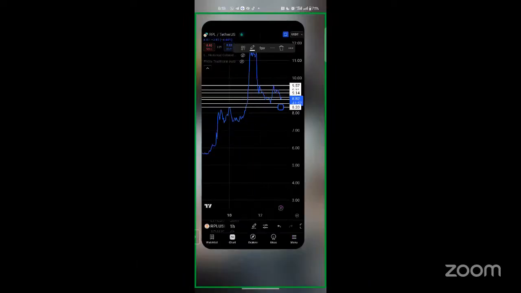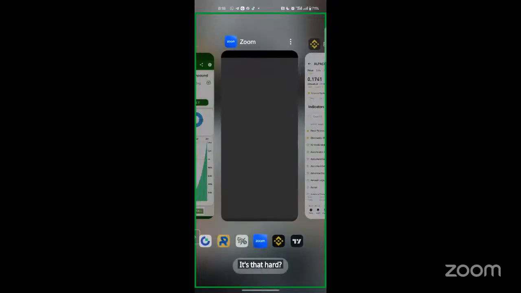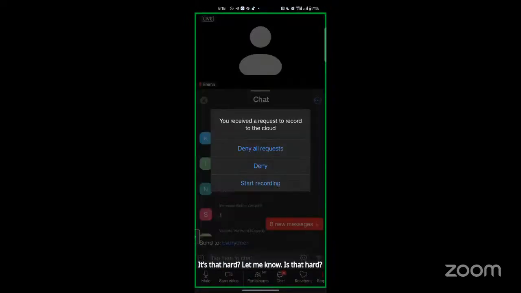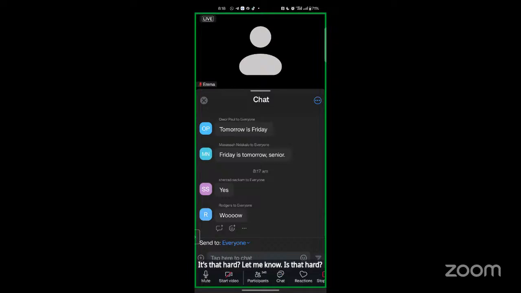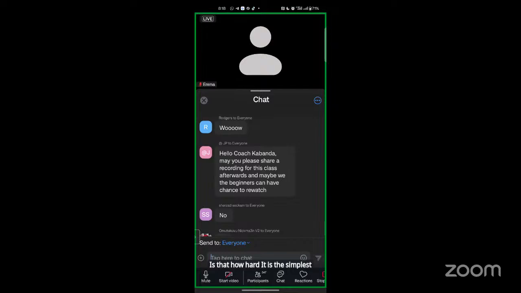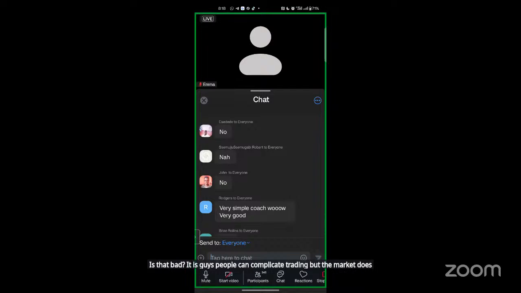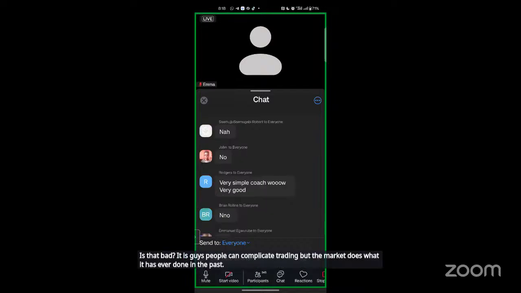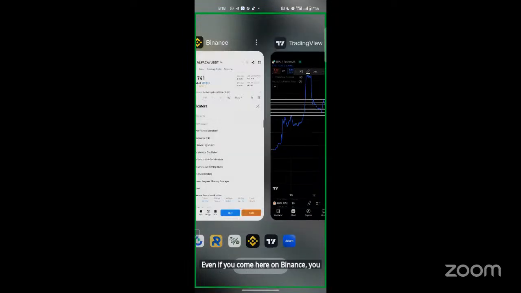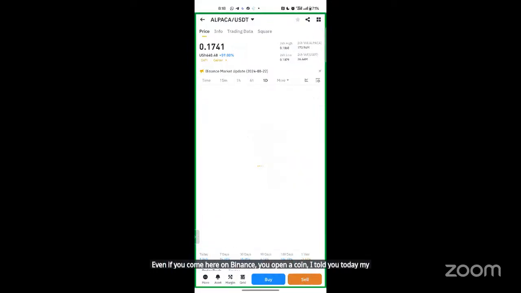Is that hard? Let me know. Is that hard? Because it is the simplest way anyone can trade. People can complicate trading, but the market does what it has always done in the past. Even if you come here on Binance and open a coin, I told you today my topic is called Simplified Trading.